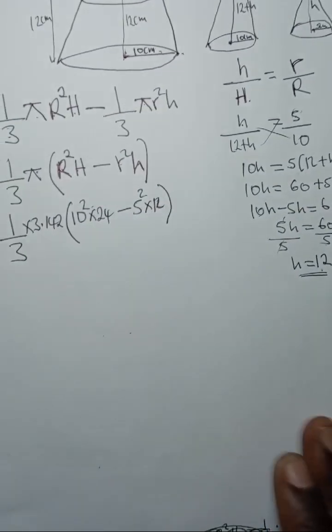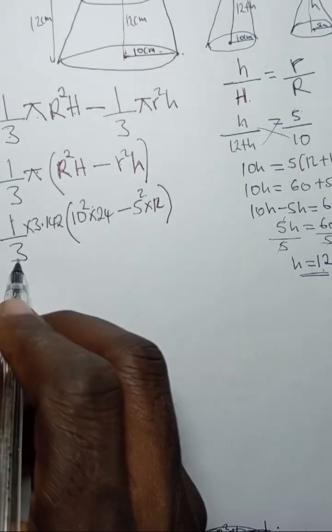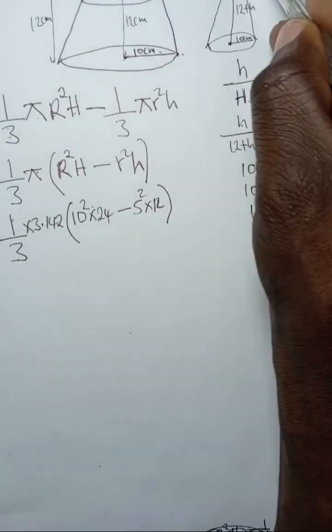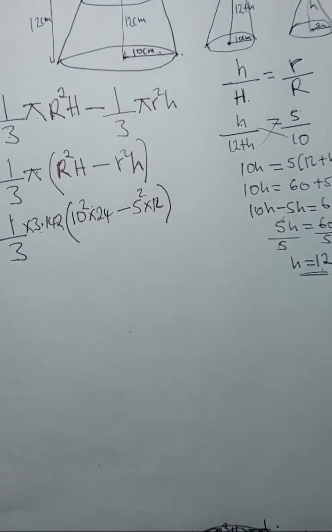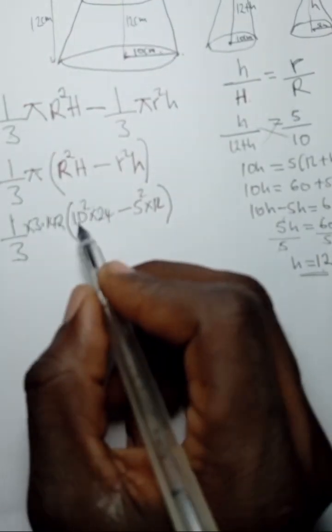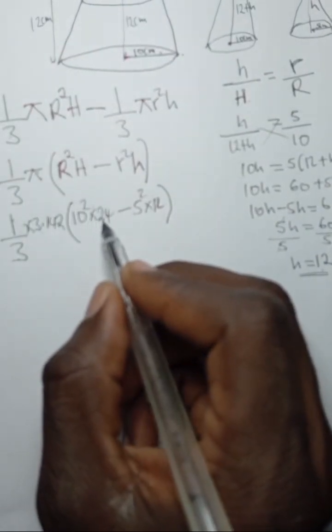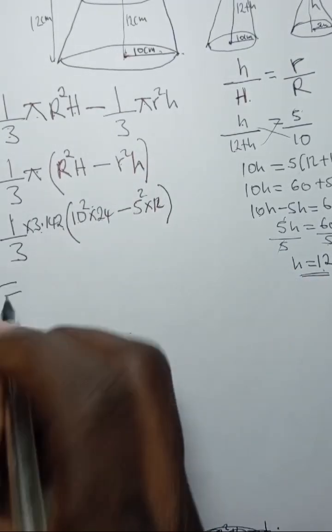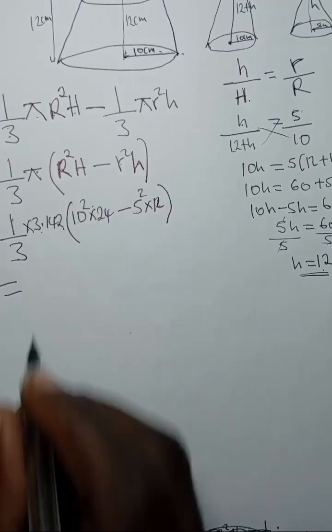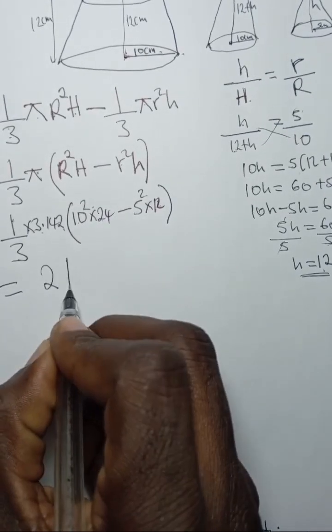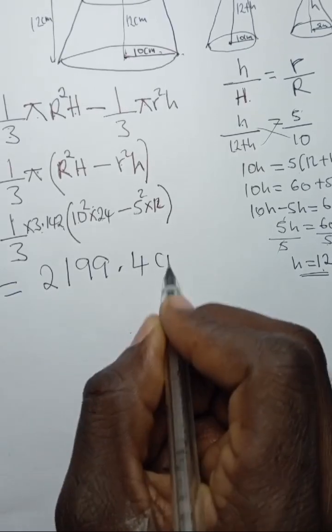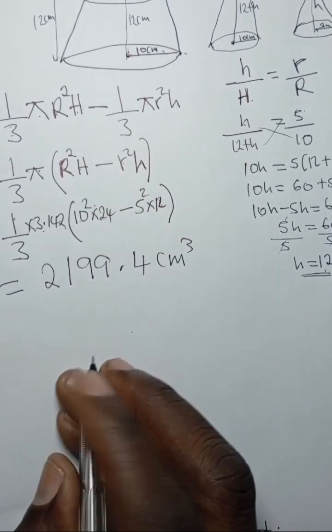When you have this now, you can just punch it in a calculator. 1 over 3 times pi, with pi taken as 3.142, then open bracket 10 squared times 24 minus 5 squared times 12, close bracket. When you compute this on the calculator, it will give us 2199.4 centimeters cubed.